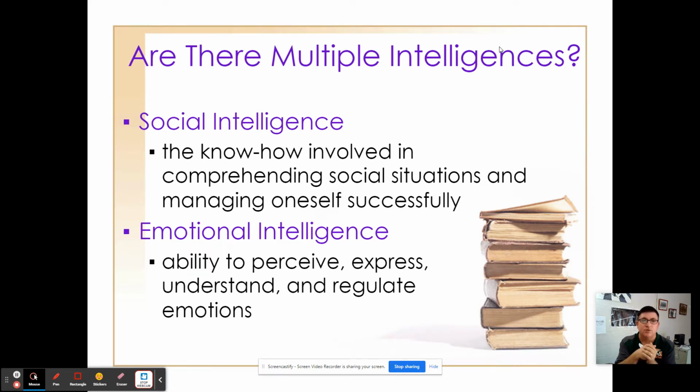Some people claim we have social intelligence, how we can comprehend social situations and manage oneself successfully. I'm sure you've run into people who don't know when to take a social cue, that a conversation is over, and they just keep talking and talking and talking. We could say maybe their social intelligence is limited. Emotional intelligence, the ability to perceive, express, understand, and regulate emotions. Some people are gifted in this. They can see someone and be like, "Hey, are you feeling okay?" They have that extra sense and that emotional intelligence to perceive emotional understanding.